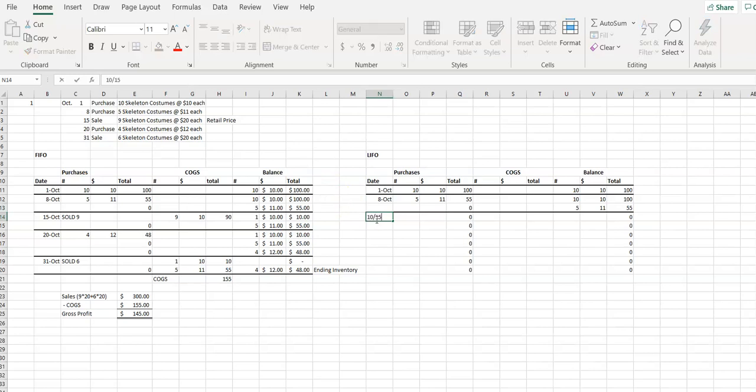Then on the 15th, we sold 9. Remember, I'm just putting that there for me. You don't have to put that there. All right, so we sold 9, and we're doing LIFO, which is last in and first out. So we're going to start with the most recent purchase, which was the 5 at 11. And then I need 4 more to get to 9, and they're going to come out of that 10 at $10.